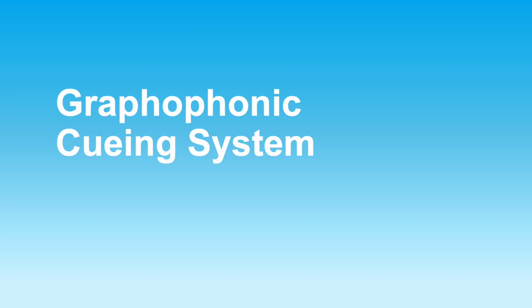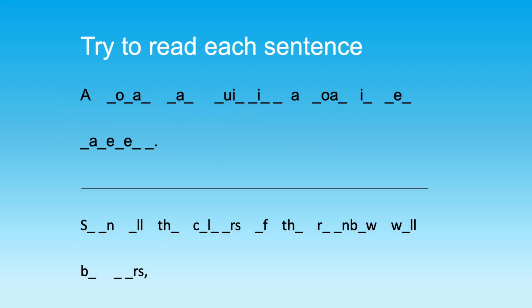The next cueing system we're going to look at is the graphophonic cueing system. And so what I want you to do is to read these two sentences. The first one only has vowels, no consonants. We'll see if you can read it. The second one has no vowels, only consonants. So take a minute and try and read those. If you need more time, pause the video.